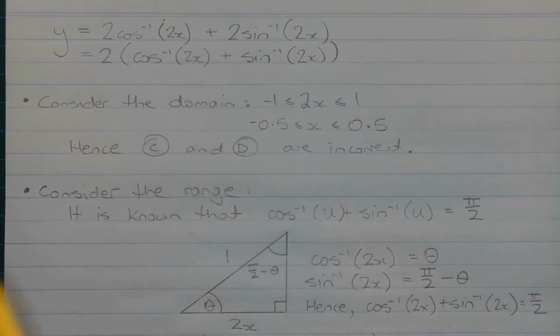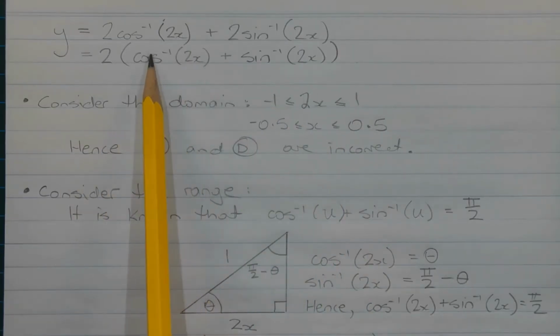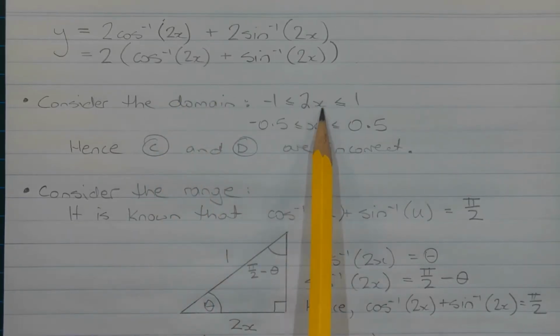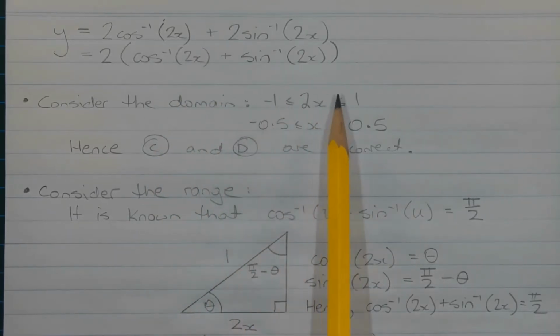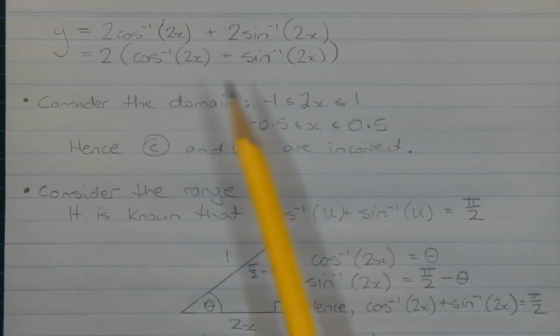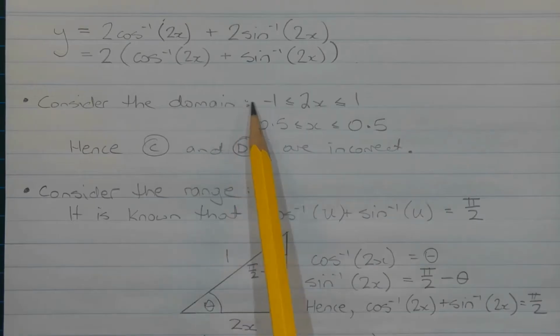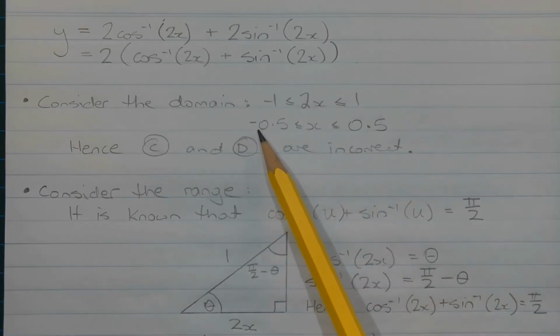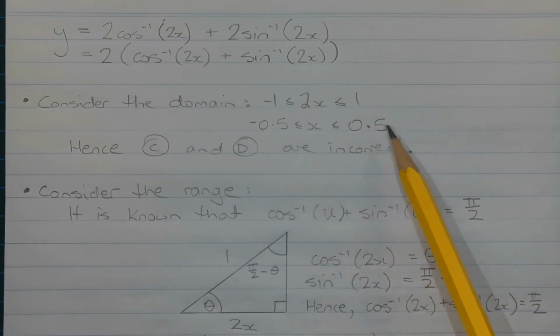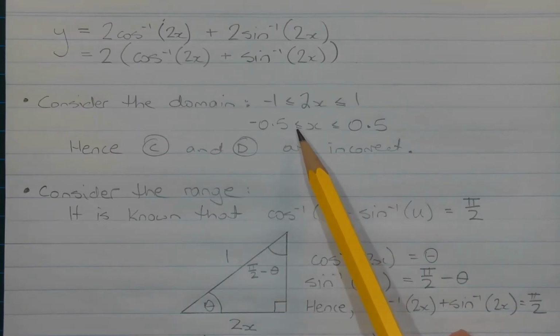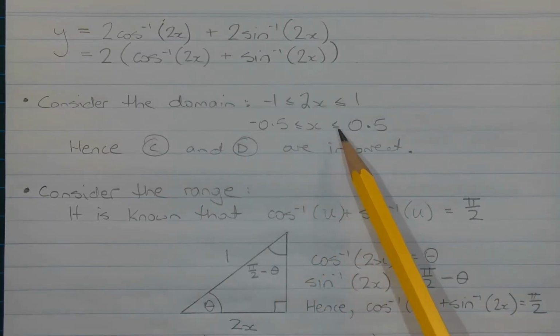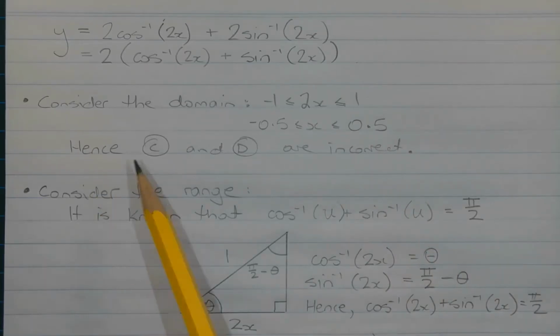Now consider the domain. The value presented to either inverse cos or inverse sine has to be between -1 and 1. Now the value presented to inverse cos and inverse sine is 2x. This means 2x has to be greater than or equal to -1 and less than or equal to 1. We need to isolate the x. We do that by dividing all 3 terms of the inequality by 2. So -1 divided by 2 is -0.5 and 1 divided by 2 is 0.5 in decimal. So x is greater than or equal to -0.5 and less than or equal to 0.5. Hence, options C and D are incorrect.